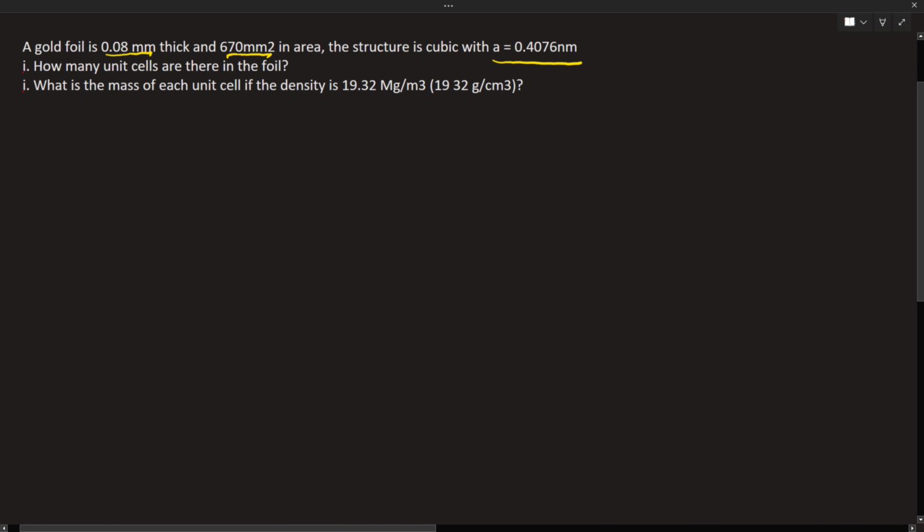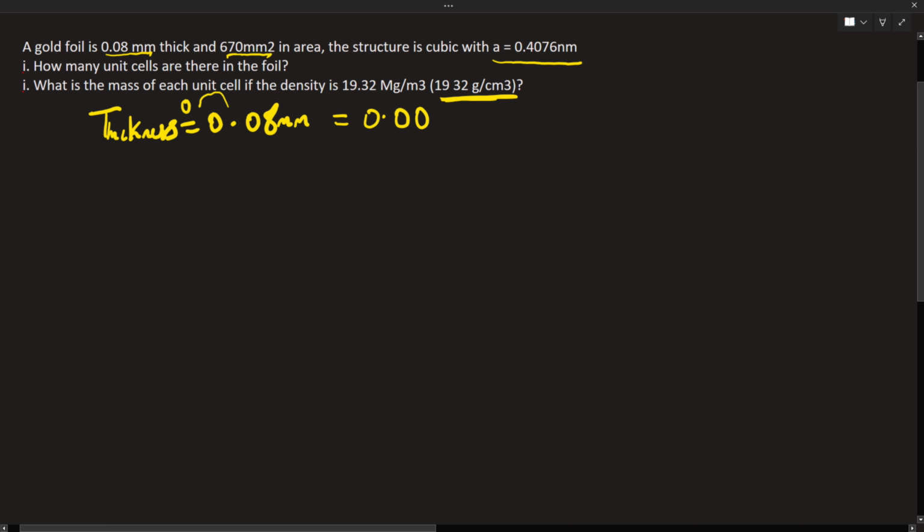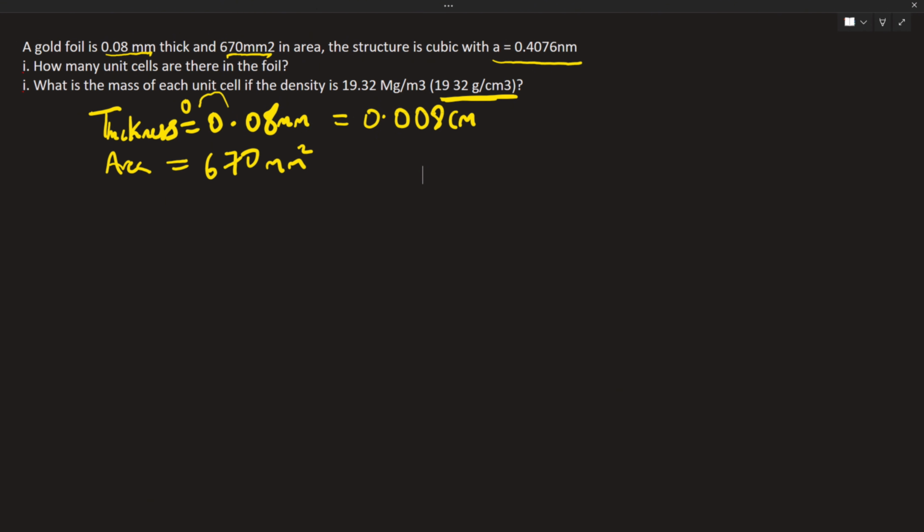First of all, we need to take in our parameters given. So we are given thickness as 0.08 millimeter. We need to convert this millimeter into centimeter because our density is given as centimeter cube. So we go back once, we have a point here and a zero, so it becomes equal to 0.008 centimeter.